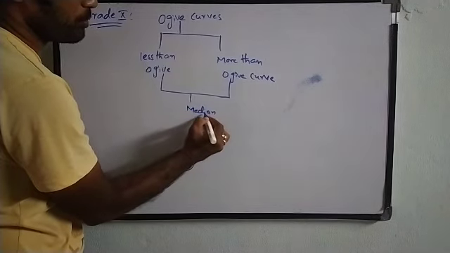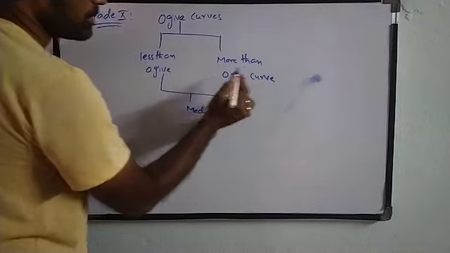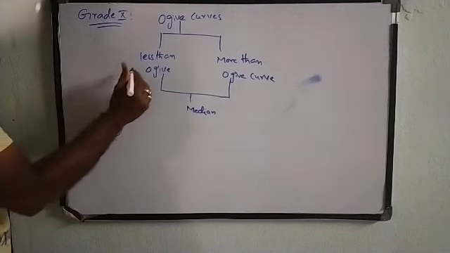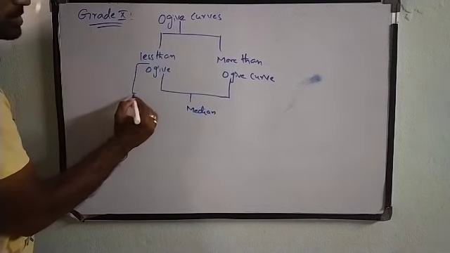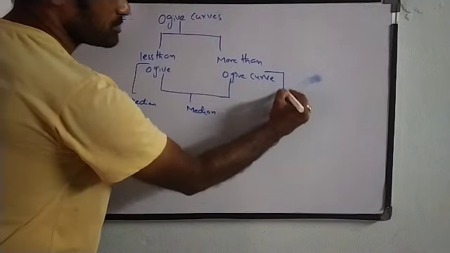The intersection point of the less than OG curve and the more than OG curve, where they meet on the graph, that point we are going to call the median. Of course, we can also find the median by the less than OG curve separately, and by the more than OG curve also we can find the median.